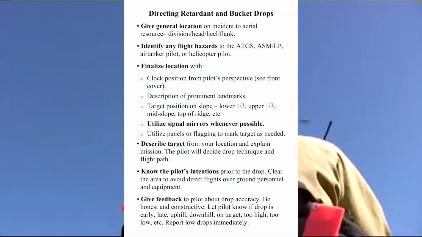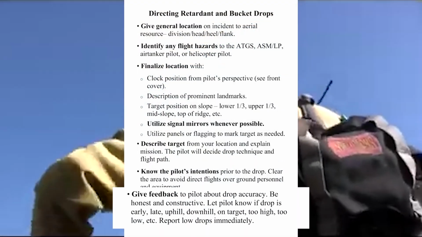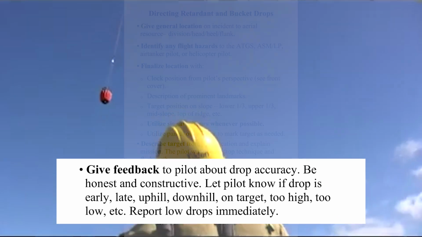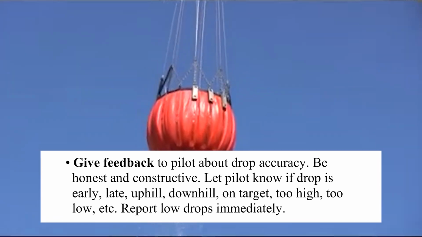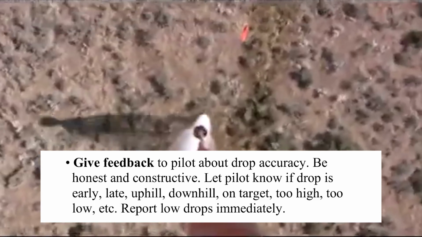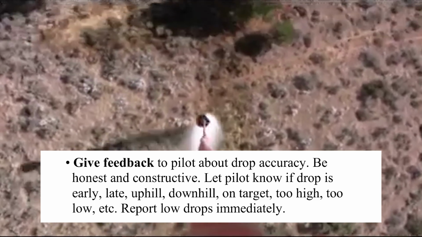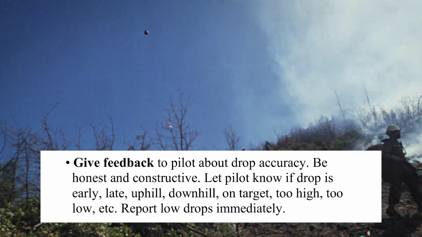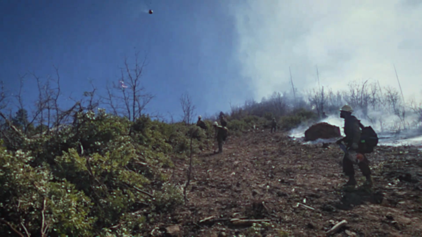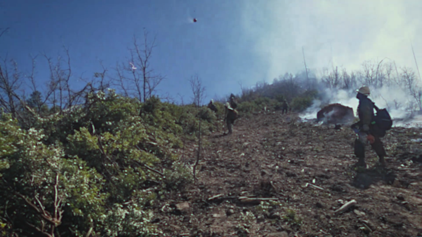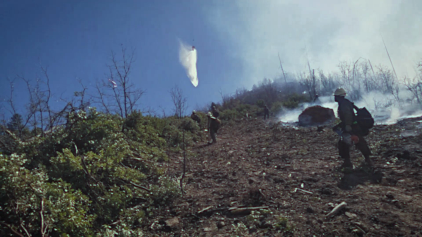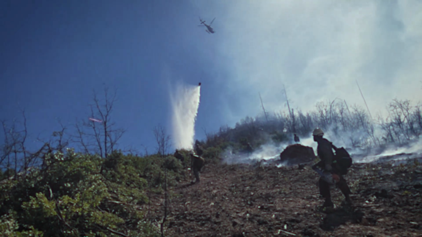Give feedback. Give honest and constructive feedback to the pilot about drop accuracy. Tell them if they were on target. If they missed, let them know if the drop was early, late, uphill, downhill, too high, or too low. A good metric to use for adjusting bucket drops is rotor lengths. That drop was early. Start the next one a rotor length later.